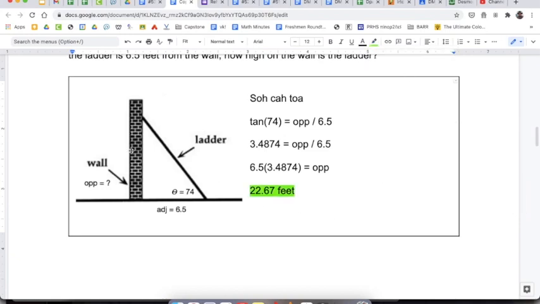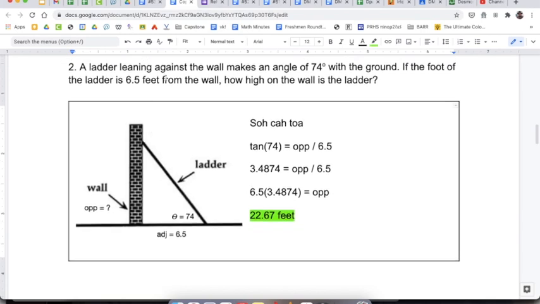So, quick review. We were given some information. We drew a picture and put that information in the right places on the picture. Used that information to determine what do I have and what do I need, and then use SOHCAHTOA to figure out which of the 3 trig functions is best for this situation. In this case, because we had opposite and adjacent, we used tangent. Doing the steps to solve for the opposite side gave us 22.67 feet. And that is the end of the problem.